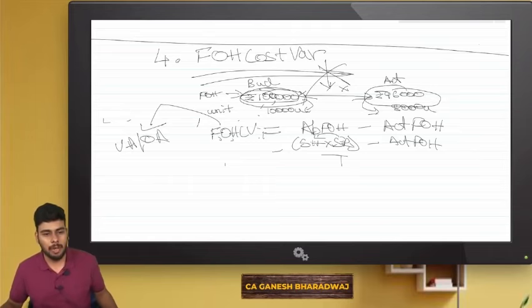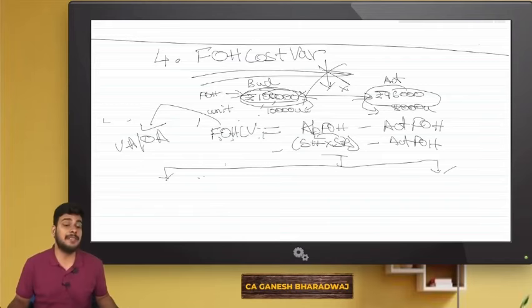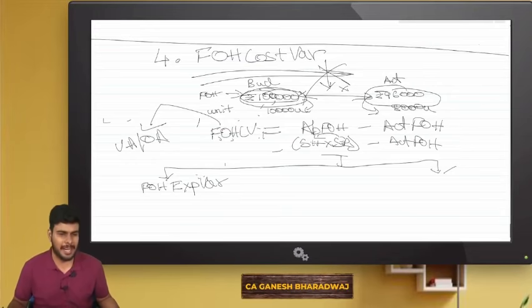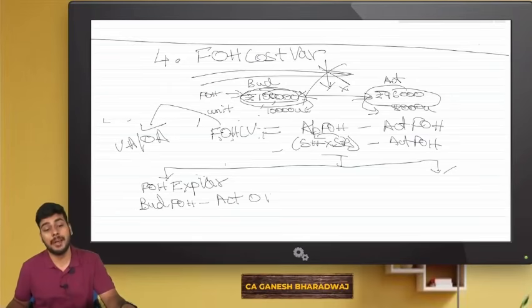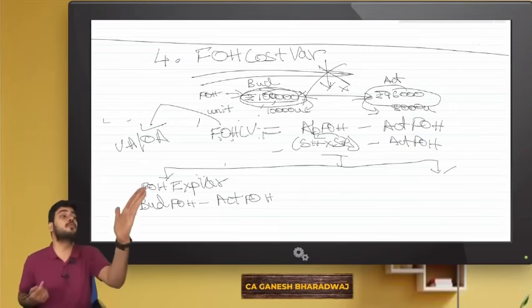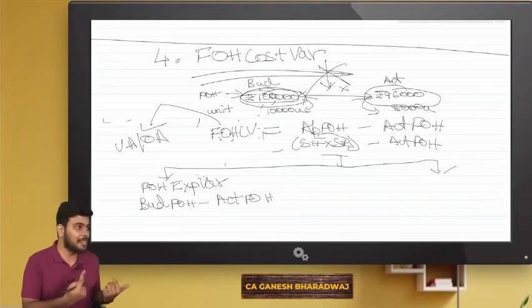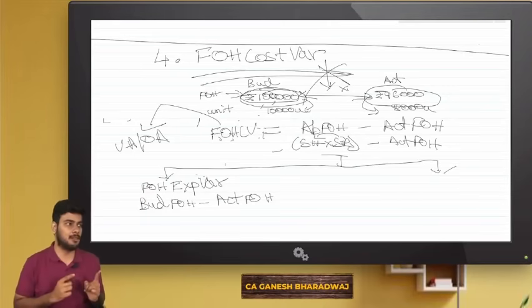Now, there are two limbs to this. The left-hand side of the chart is called the fixed overhead expenditure variance. What do you mean by expenditure variance? Simple. Budget fixed overheads minus actual fixed overheads. What is the expenditure variance? How much more you have spent or how much less you have spent. I can compare the budget with actuals, because we are in fixed overheads. Are you clear with this?